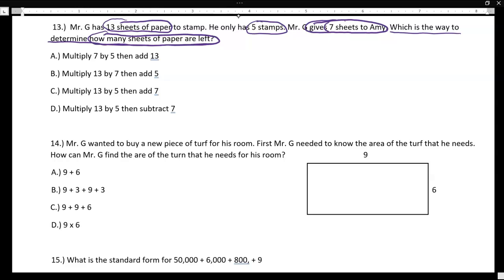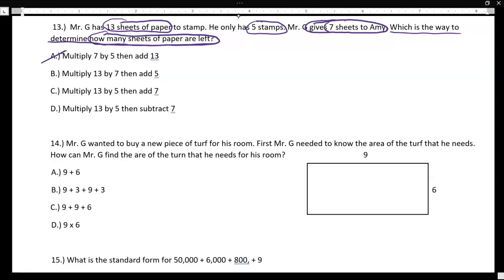Okay. Now, let's think about this. Let's take a peek at our answers. If you take a peek at your answer, what does it say right away? Multiply. Do they all say multiply? Yes. So what are we going to do first? Multiply. Right. So are we going to multiply 7 times 5? No. We would do 13 times 7. Okay, so y'all say A is out? Because it's the only 7. So is A out? Yeah.